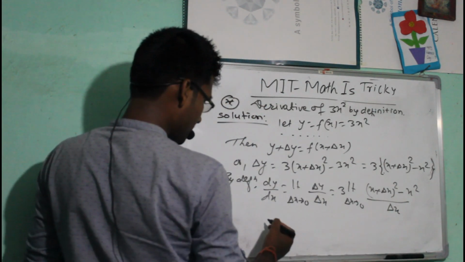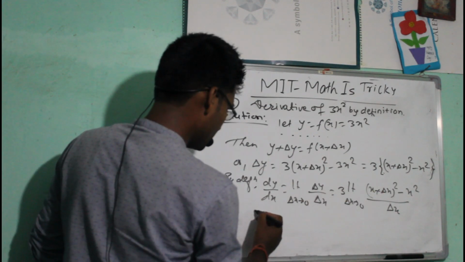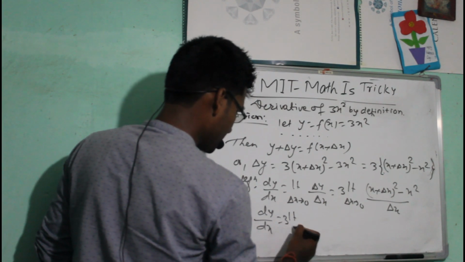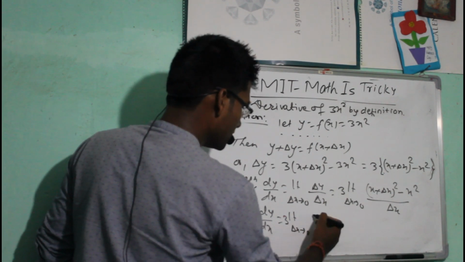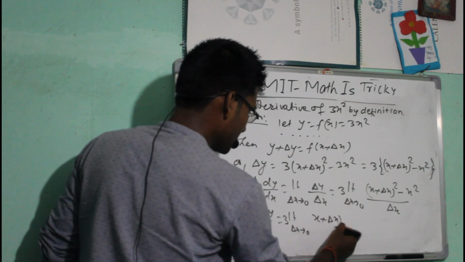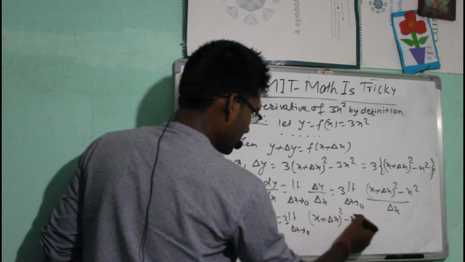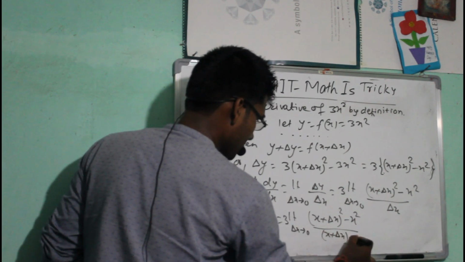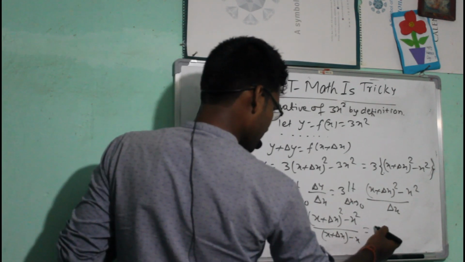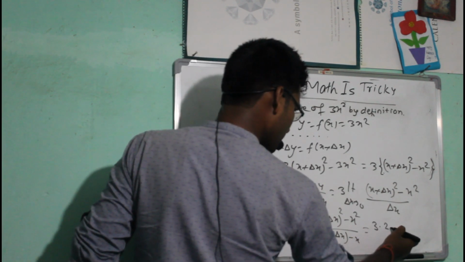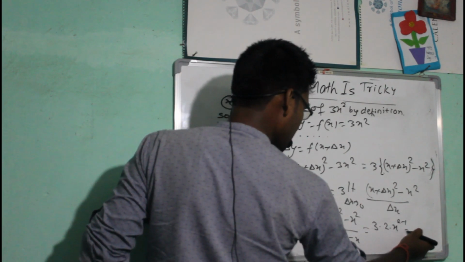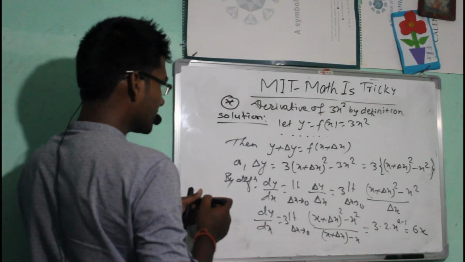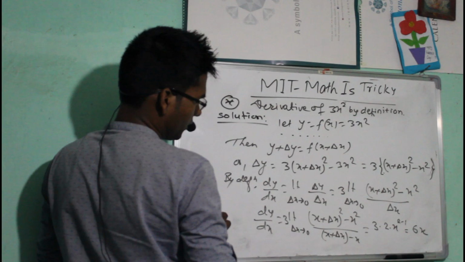Now let's simplify this further to get the answer. So dy by dx equals 3 times limit delta x tends to 0. Let's change the denominator: ((x plus delta x) whole square minus x square) by ((x plus delta x) minus x). So we can write simply 3 times 2 into x to the power 2 minus 1, and that gives simply 6x. That's your answer. In this case also I have used the basic formula of limit.